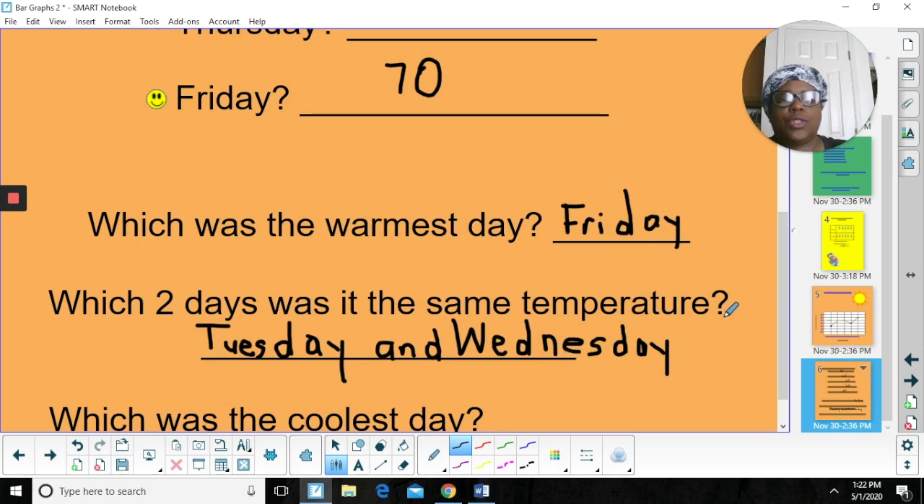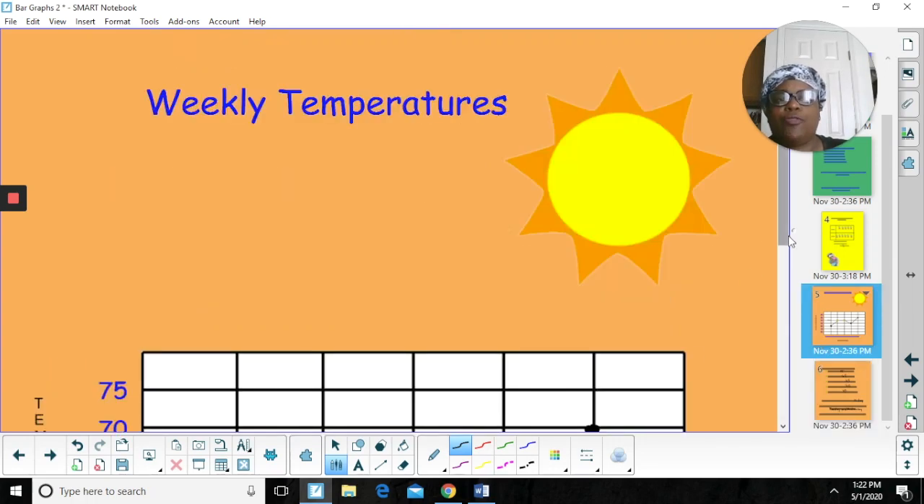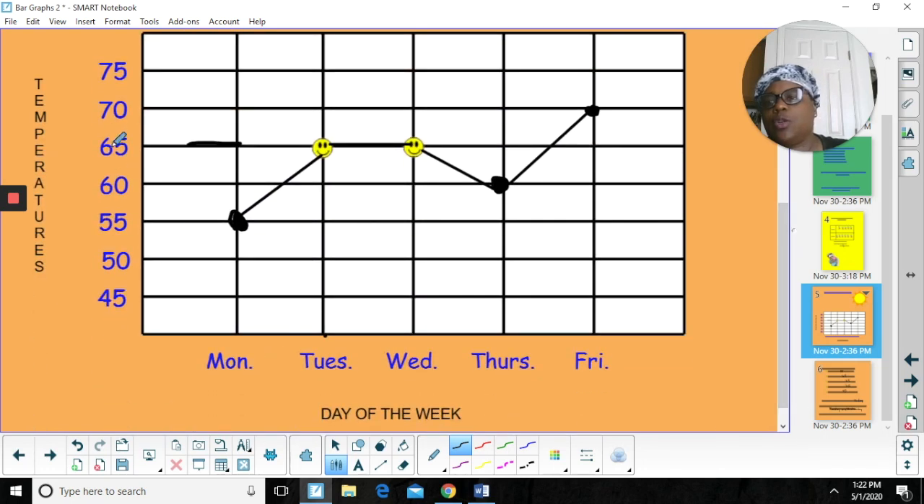All right. Good job. Okay. And now it says, which was the coolest day? So if you remember with our graph, as we go down the numbers, our coolest temperatures are at the bottom and our highest temperatures up here. So which temperature is the coolest? Did you say 45? That's the coolest. But on which day did we have the coolest temperature? Which day was that? So we have to see which dot was below all these other dots here.